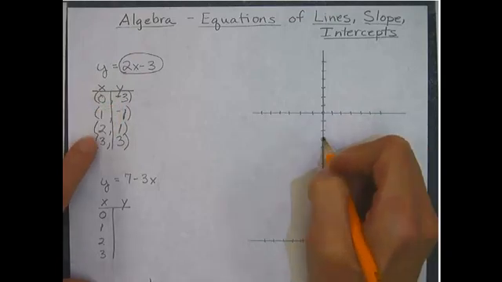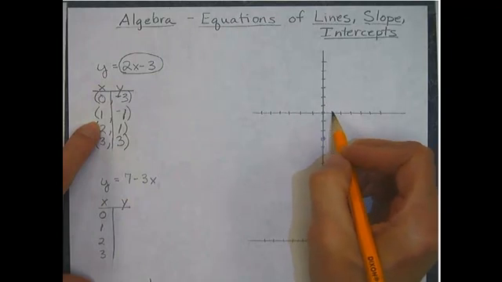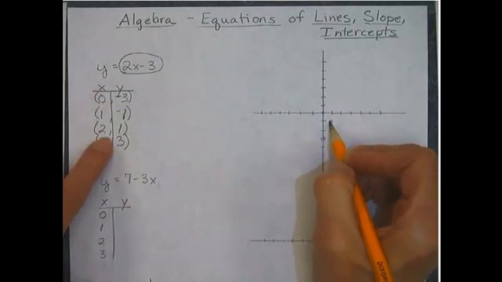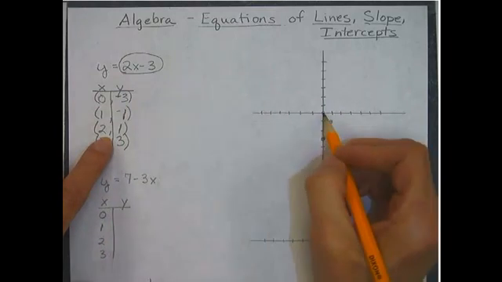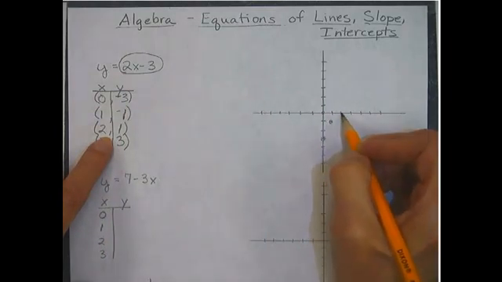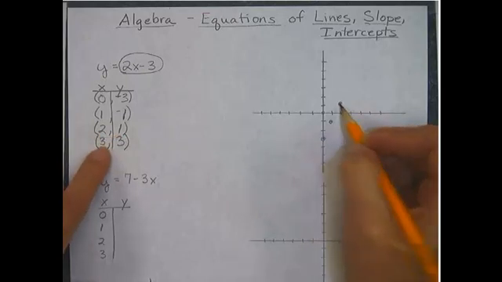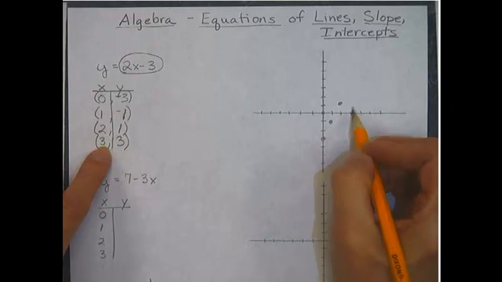So we'll come down here. For the next point, starting at the origin, we go over 1 and down 1. For the next point, we have 2, 1. Starting at the origin, I go in the positive direction on the x-axis 2 units, and then up 1. Now I'm going to go over 3 and up 3.